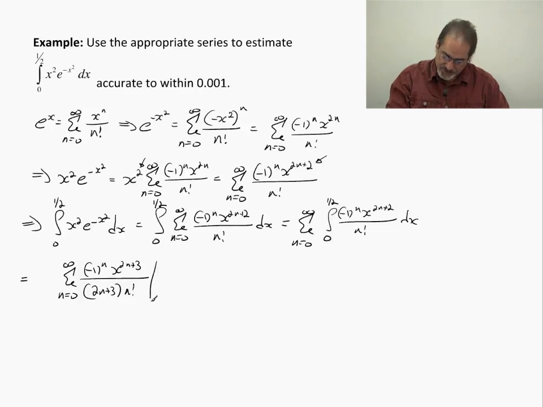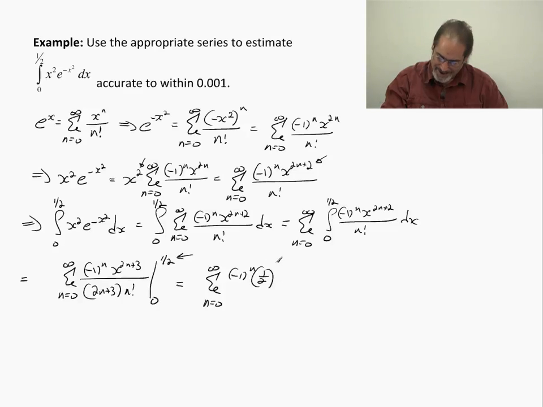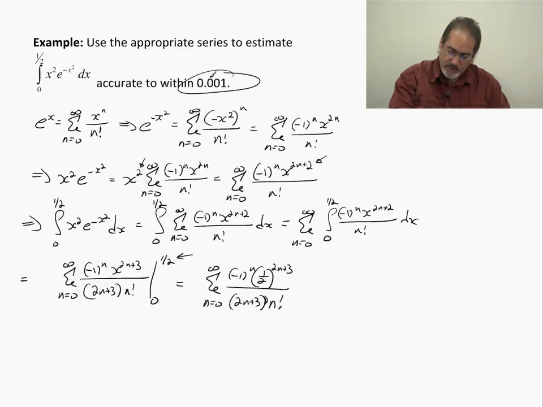Now we need to evaluate this from 0 to 1/2. Notice at 0, this is easy. When x equals 0, I get an infinite number of 0, so that's 0. So I don't even have to worry about that. All I really need to be concerned about is the 1/2. So I need to know what's the sum n equals 0 to infinity of negative 1 to the n times 1/2 to the 2n plus 3 over 2n plus 3 times n factorial. Now notice I need to be accurate to within 0.001.